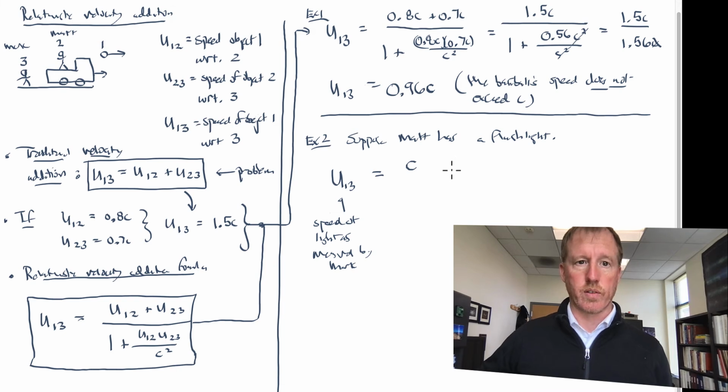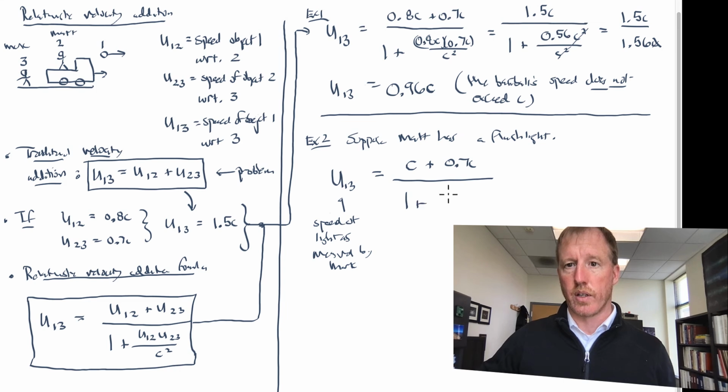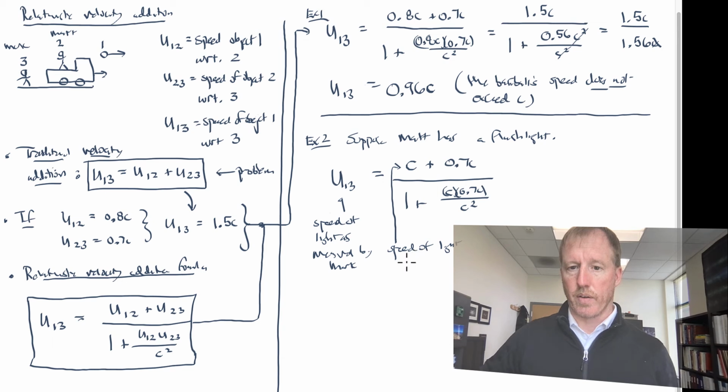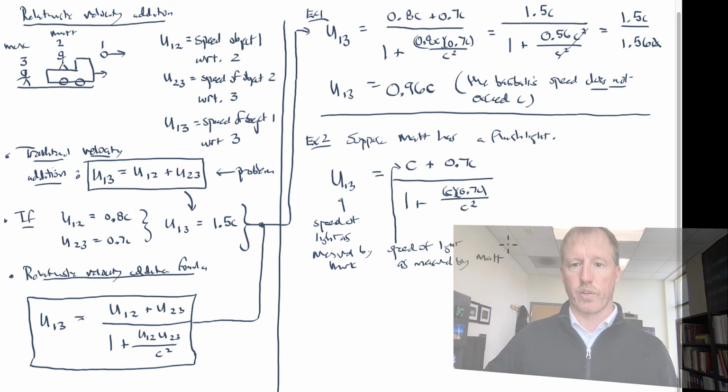that's u12, right? The speed of the light moving away from Matthew. Plus the speed of the truck would be 0.7 c, okay? And we'll divide by 1 plus, well, c times 0.7 c over c squared, right? So if I were to maybe highlight this, this would be the speed of the light away from Mark, or as measured by Matthew. Sorry, I hope I didn't confuse you there. Speed of light is measured by Matthew, who's holding the flashlight and turns it on.